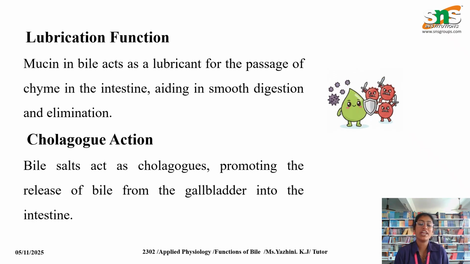Next comes the lubrication function. We have already seen the mucin in the bile, which acts as a lubricant for the passage of chyme in the intestine, aiding smooth digestion and elimination. Another function is that food promotes the release of bile from the gallbladder into the intestine. Only when food is present in the intestine is the bile released. Without the presence of food, it will not release the bile. This is a main property: when the digestion process occurs, it releases.